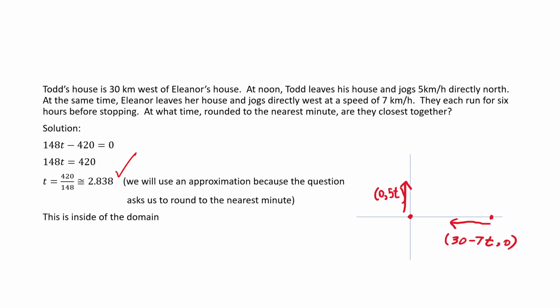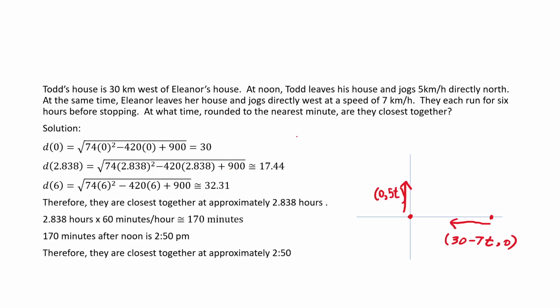Now, we can use approximation here because the question is actually asking us to round it to the nearest minute, so there will be a little bit of rounding. And we see that this is, in fact, inside the domain. If you remember a little while ago, we said the domain will be 0 less than or equal to t less than or equal to 6. So that 2.838 is in there.